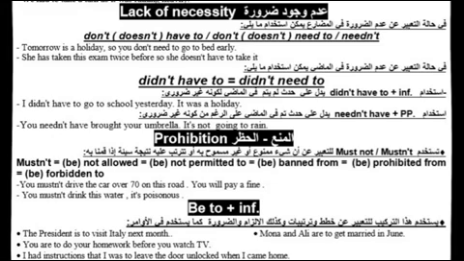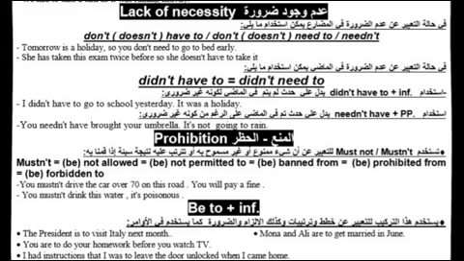أقول mustn't equal be or without be. It's okay. Not allowed equal be not permitted to equal be banned from equal be prohibited from equal be forbidden to. Let's take an example.